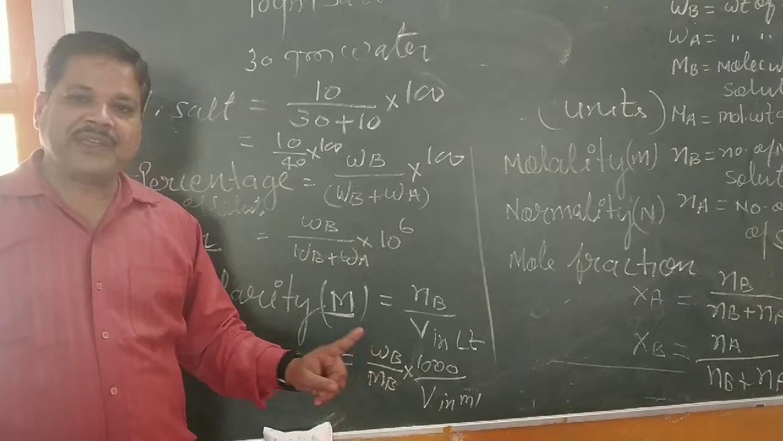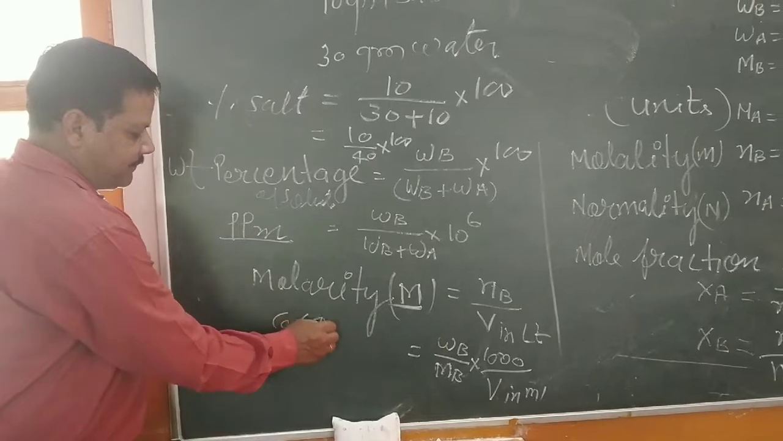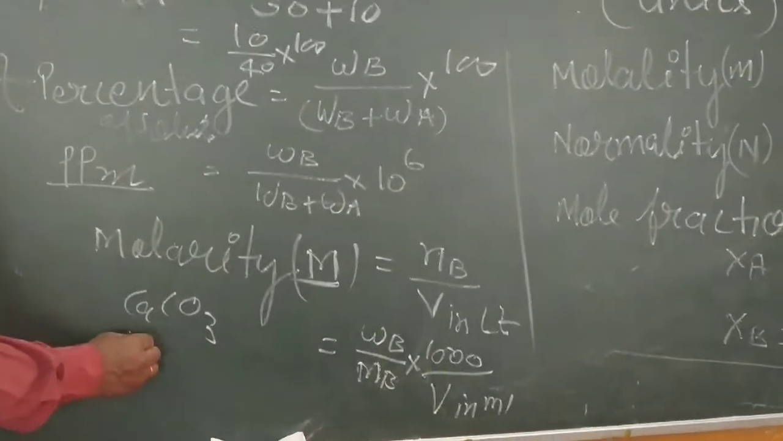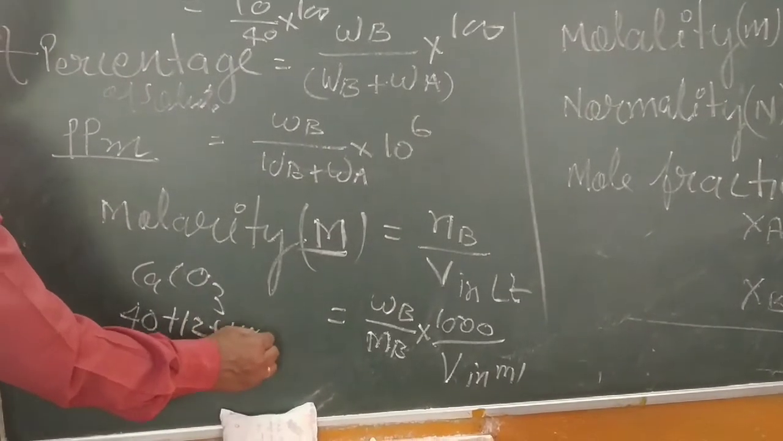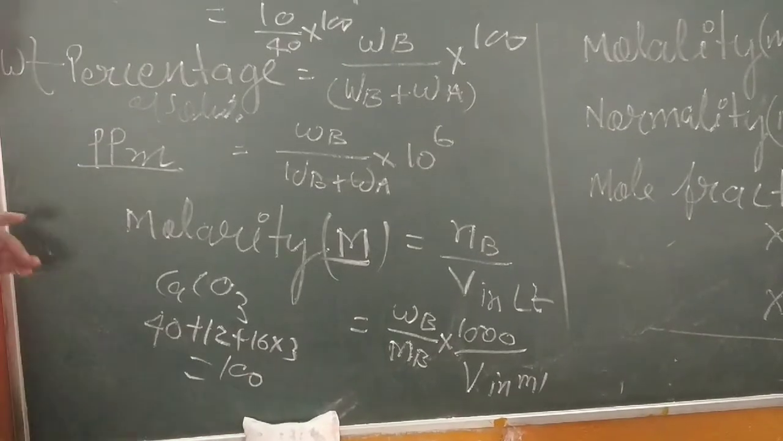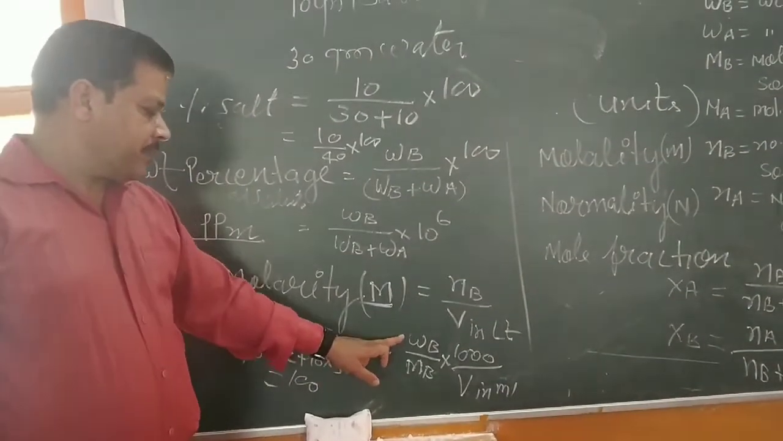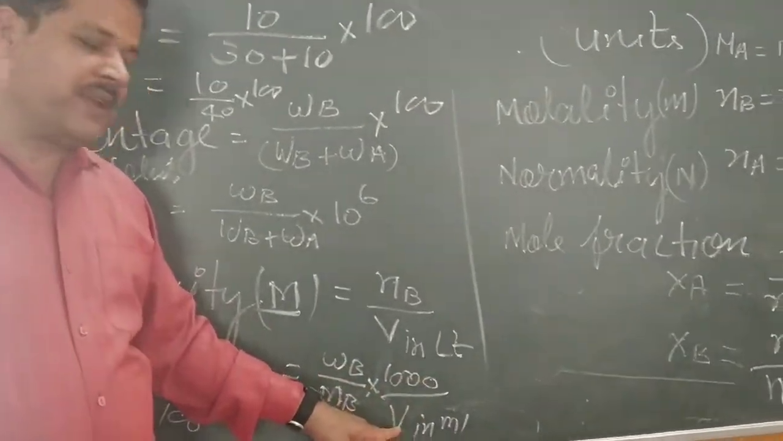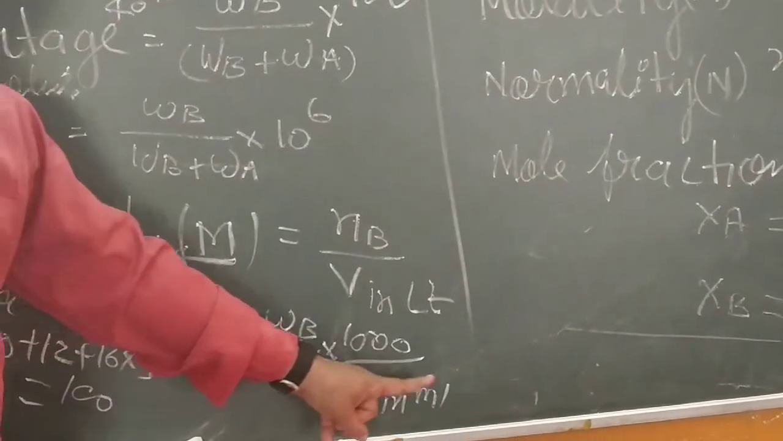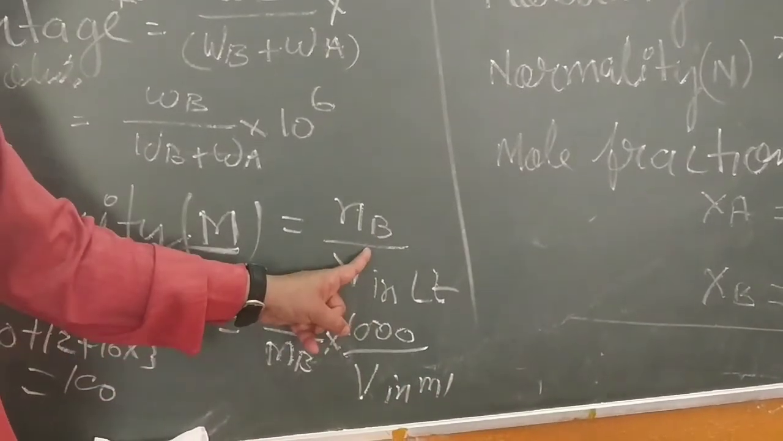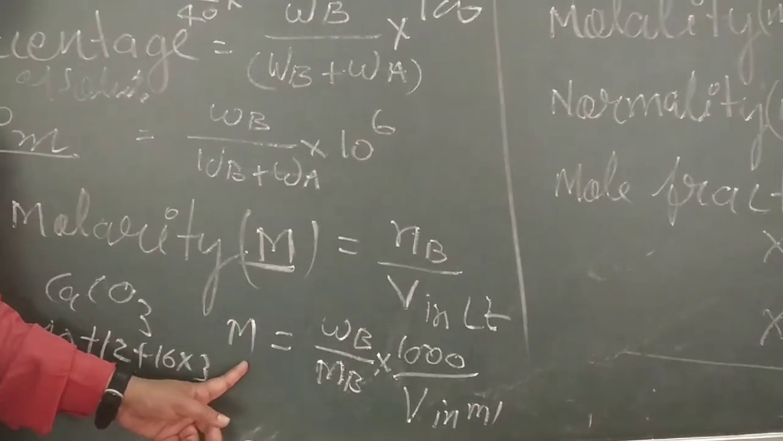This molecular weight we can find out with the help of the formula. Like here, CaCO3. Ca mass is 40, carbon mass is 12, oxygen mass is 16 into 3, and the total mass is 100. So this 100 will be the molecular mass of calcium carbonate. Molarity is WB upon MB into 1000 upon V. When we are expressing volume in milliliter, then we multiply this formula with 1000. So this will be the formula of molarity that you will use for numerical purposes.